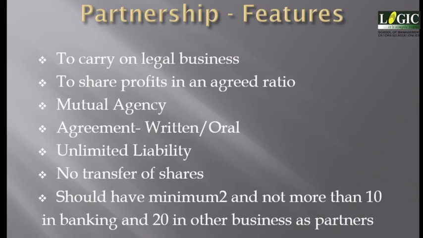That is, partnership should be carried on for legal business only. They should share profits in an agreed ratio. It should be a mutual agency. There should be an agreement, either oral or written, between the partners. Unlimited liability, that is, if business assets cannot meet business liabilities in the event of loss, even the personal assets of partners are attached or will have to be sold off in order to pay off the business liability. That is the meaning of unlimited liability.